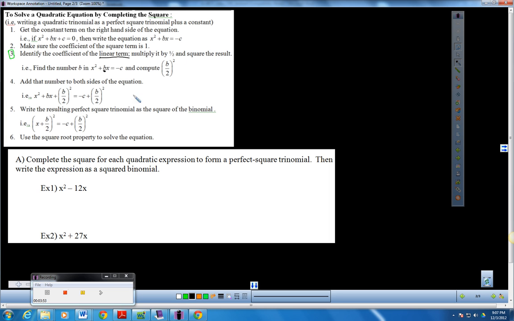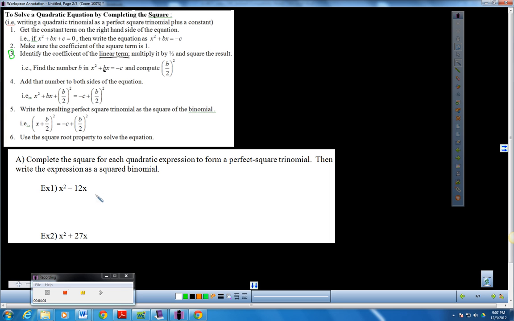Multiply it by a half. I like to say divide by 2. Or multiply by a half. You should learn that division is the same as multiplication. And then square the result. So that's the step we're focusing on here.